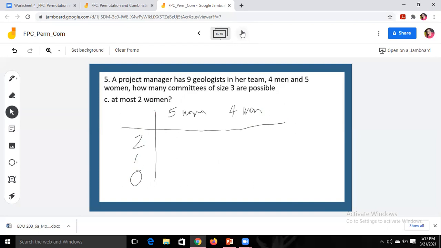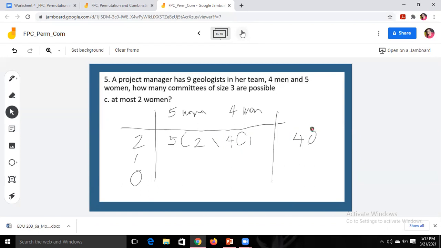Okay, so isa-isayin natin. Kung 2 women, ibig sabihin, in how many ways can you choose 2 women from 5? So, may 2 na kayong women dun sa committee. Kailangan pa natin ng isa. So, yung isa kukunin natin dito sa men. So, we choose 1 from the 4 men. Again, the operation in between is multiplication. Okay. So, I'll just give here the product. Ayan.